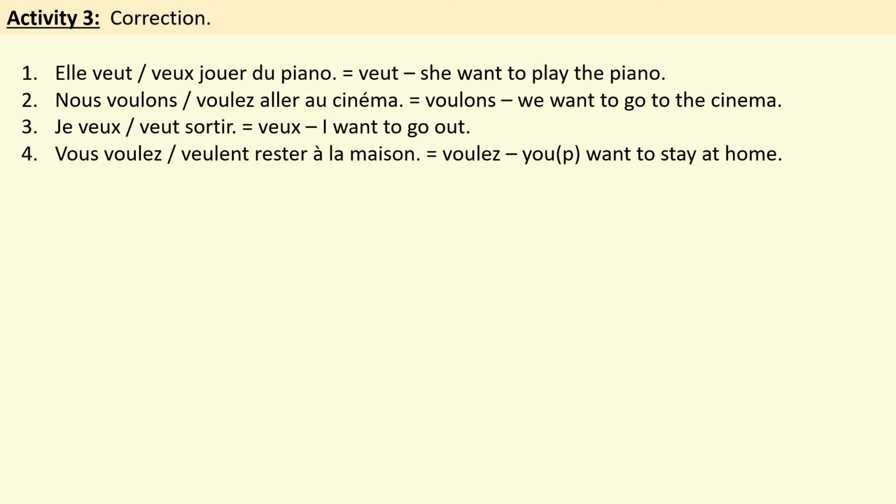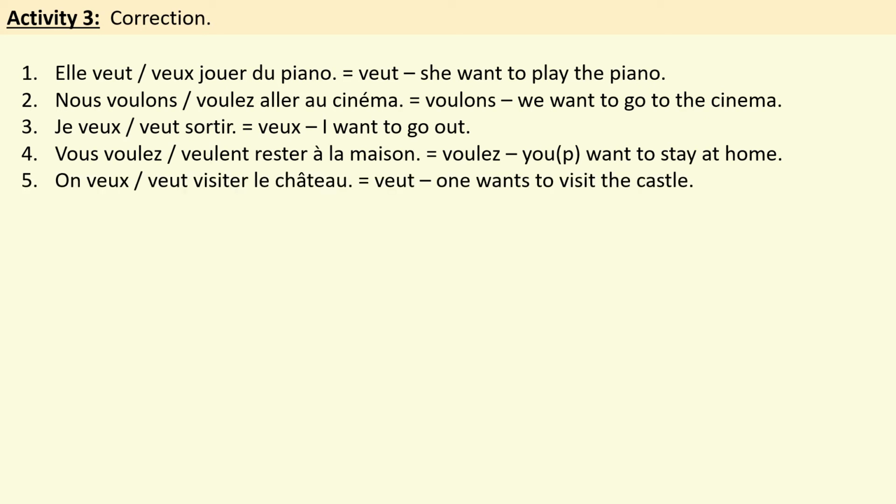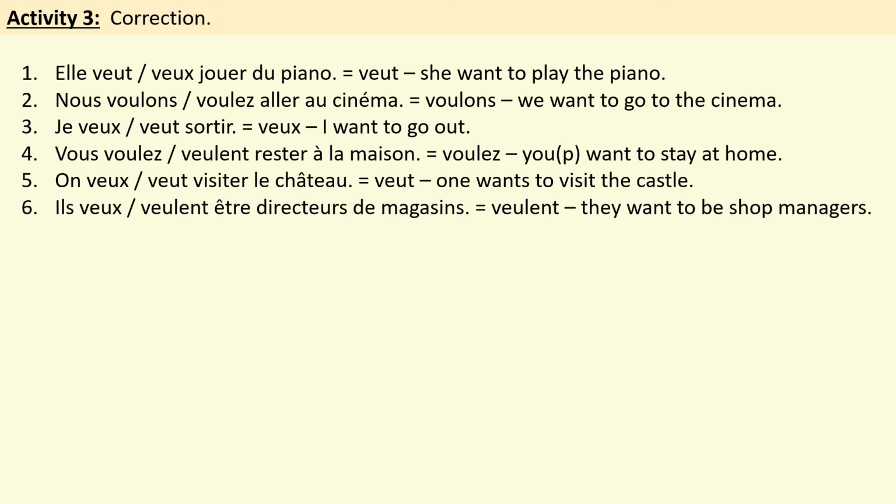4. Vous voulez rester à la maison. You want to stay at home. 5. On veut visiter le château. One wants to visit the castle, and that was veut ending in a T. 6. Ils veulent être directeurs de magasin. And that means they want to be shop managers. You can now press pause, check your work, and then press play again for the next activity.